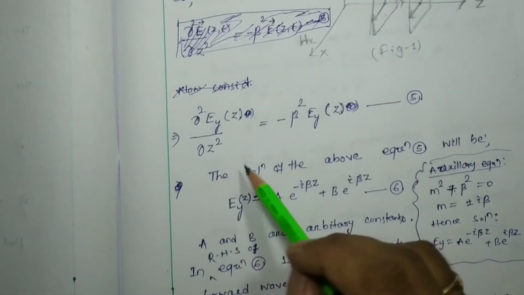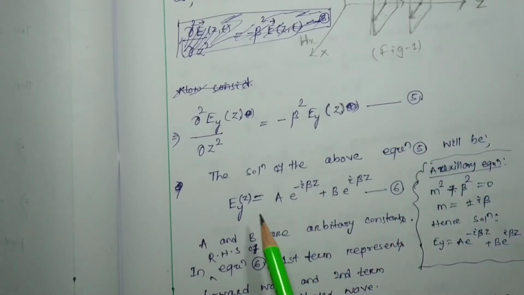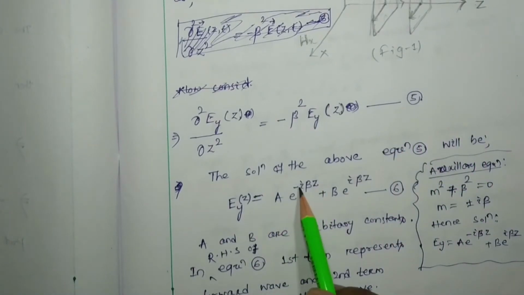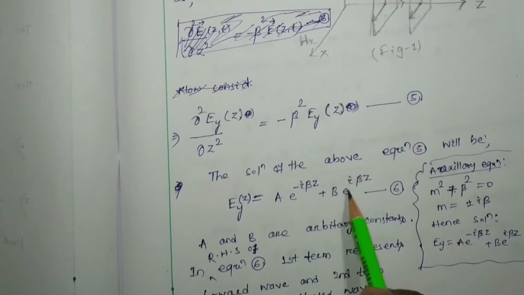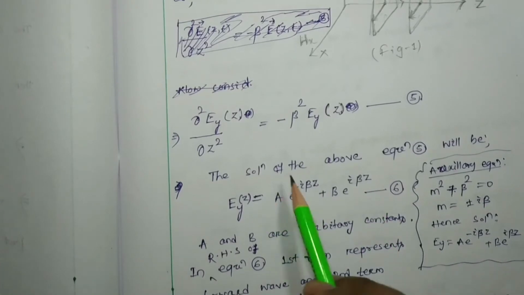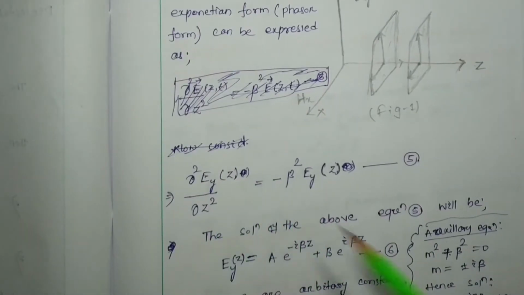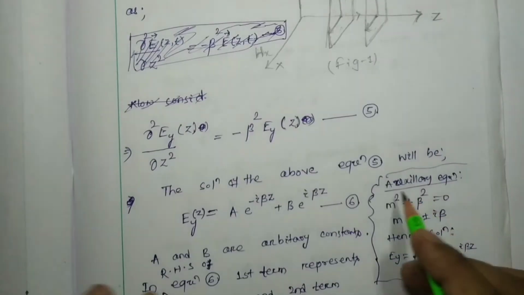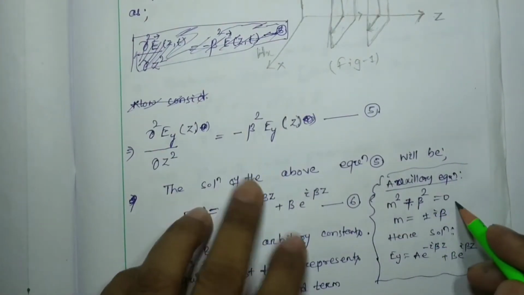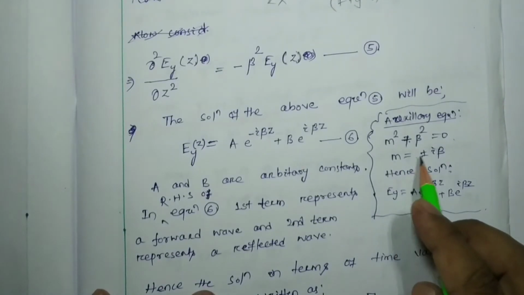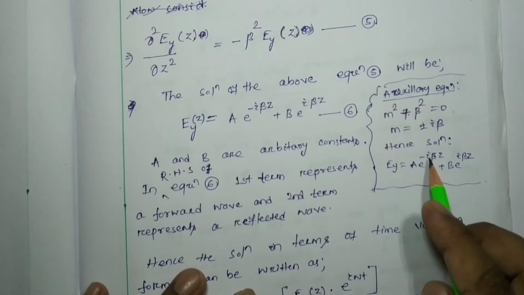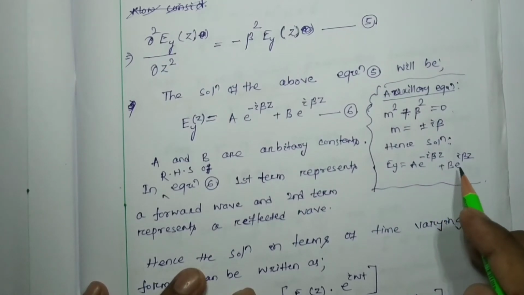If it is so, then what will be the solution of this equation number 5? Ey, which is a function of z only, will be a e to the minus i beta z plus b e to the i beta z. How is it? This is a second order differential equation, considering your auxiliary equation, suppose this is m square plus beta square equal to 0. So m will be equal to plus or minus i beta, hence the solution will be Ey equal to a e to the minus i beta z plus b e to the i beta z.